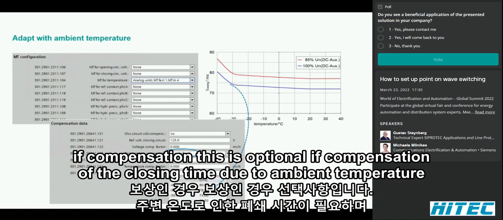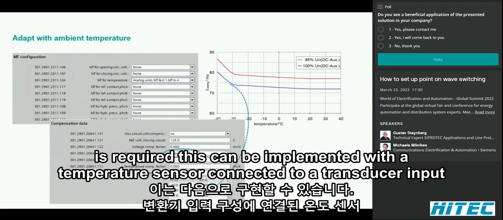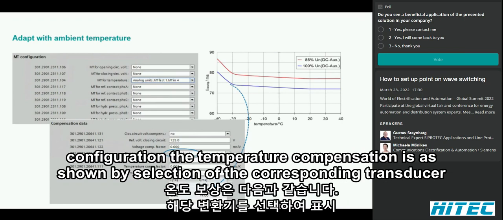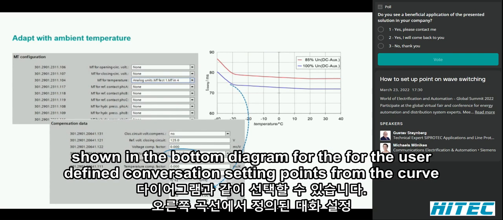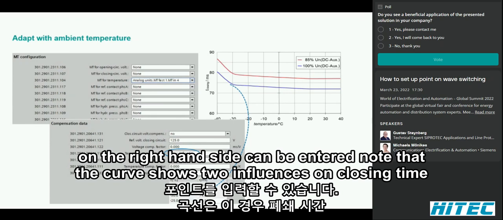Compensation is optional. If compensation of the closing time due to ambient temperature is required, this can be implemented with a temperature sensor connected to a transducer input. Configuration of the temperature compensation is as shown by selection of the corresponding transducer in the top left diagram. A linear, or as in this case, user-defined compensation can be selected as shown in the bottom diagram. For the user-defined compensation, setting points from the curve on the right-hand side can be entered.